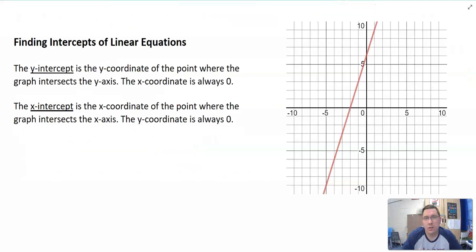The first thing we want to realize is that any line we have drawn on the coordinate plane has an x-intercept and a y-intercept. Horizontal and vertical lines are the exception. They'll only have one or the other. But any other line that is diagonal across the coordinate plane will have both an x-intercept and a y-intercept.